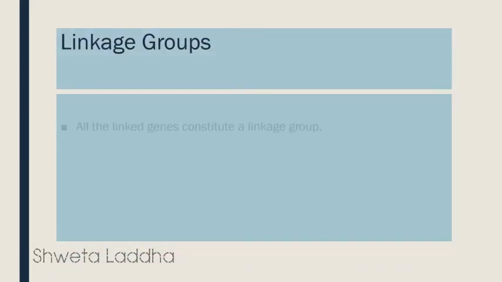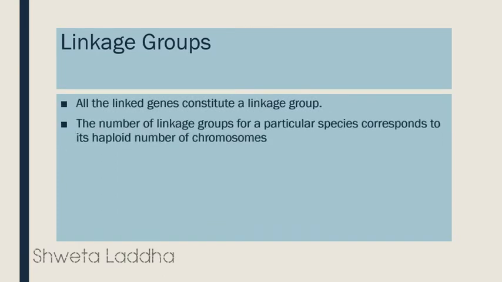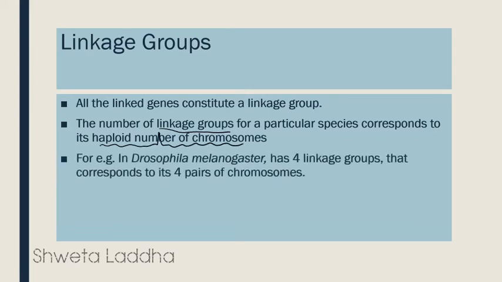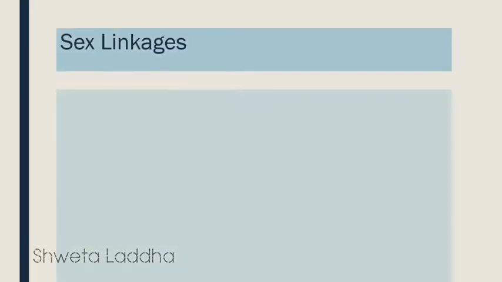What are linkage groups? All the linked genes constitute a linkage group. The number of linkage groups for a particular species corresponds to its haploid number of chromosomes. I repeat, the number of linkage groups is equal to the haploid number of the chromosomes present in that organism. For example, in Drosophila melanogaster, there are 4 pairs, that is 8 chromosomes. So the linkage groups are 4. In garden pea, there are 14 chromosomes, that is 7 pairs. So the linkage groups are 7. In human beings, we have 46 chromosomes. So how many linkage groups will we have? 23 linkage groups.